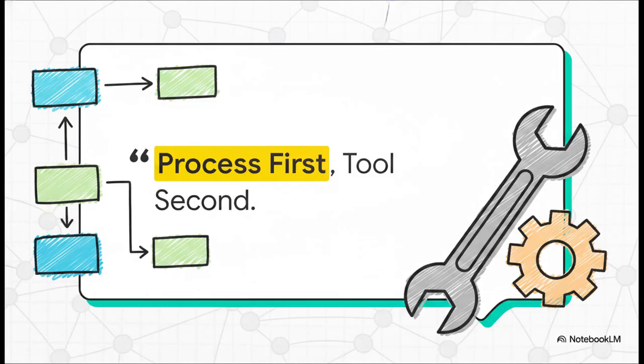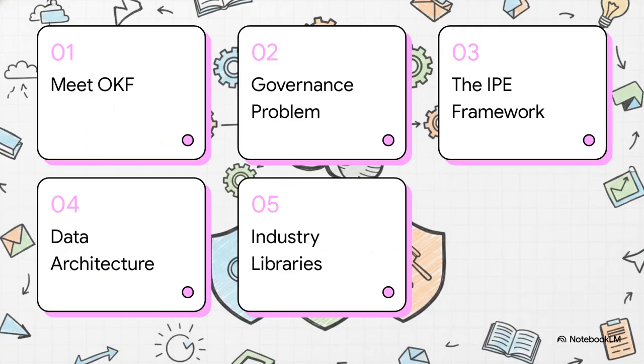To really wrap our heads around this, let's anchor ourselves to a core thesis from John Cachet, the creator of the Integrated Process Excellence model. He says simply, process first, tools second. Now, I know that sounds obvious, right? But when you're dealing with these massive complex AI data structures, it's absolutely vital, and honestly, it's dangerously overlooked by a lot of teams.